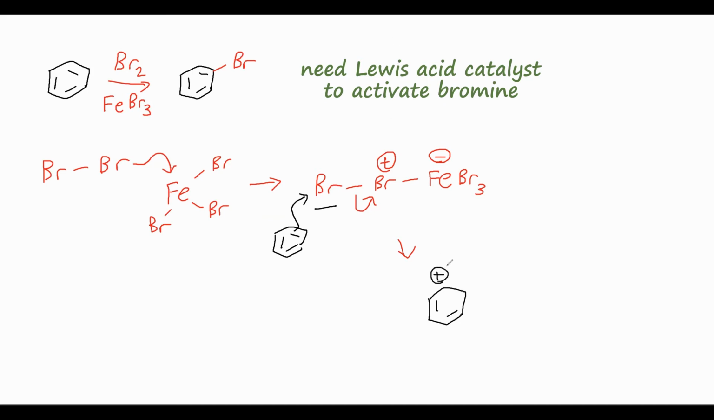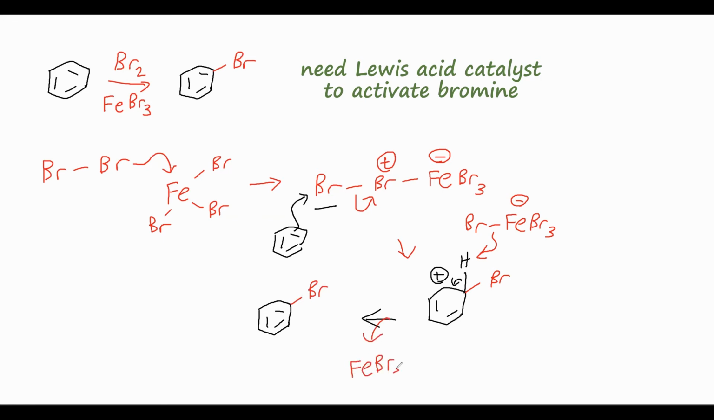And remember, now we need some sort of base to take off this hydrogen and restore aromaticity, and we can take this iron compound that we were just using, and this bond between bromine and iron can come over to take off the hydrogen, and then swing these electrons down to the ring to give us our final substituted product, and also regenerating that iron(III) bromide catalyst. So in this sense, it is a true catalyst. You only need it in small amounts in order to get this substitution reaction going.